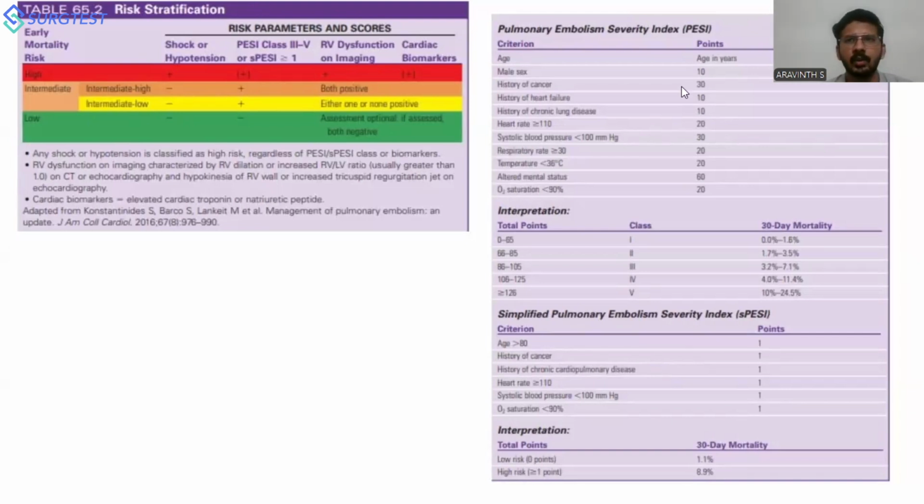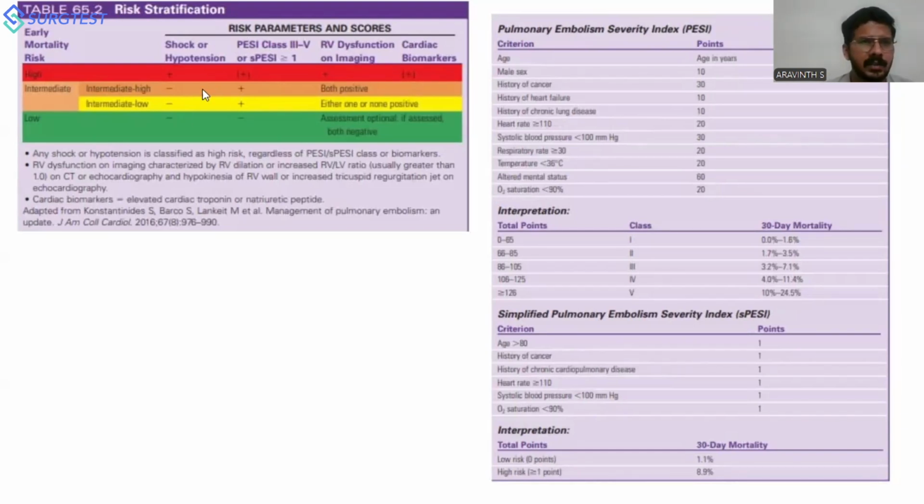Or if you're going to look at the PESI, which will come in a while, the PESI class has to be 3 to 4. This here is an absolute score. Simplified PESI, you don't look at the class, you look at the score. While here you look at PESI class 3 to 4. And RV dysfunction has to be present, cardiac biomarkers have to be elevated. So these are the various parameters to say somebody is having a higher mortality risk and is in the high risk group as far as stratification is concerned.